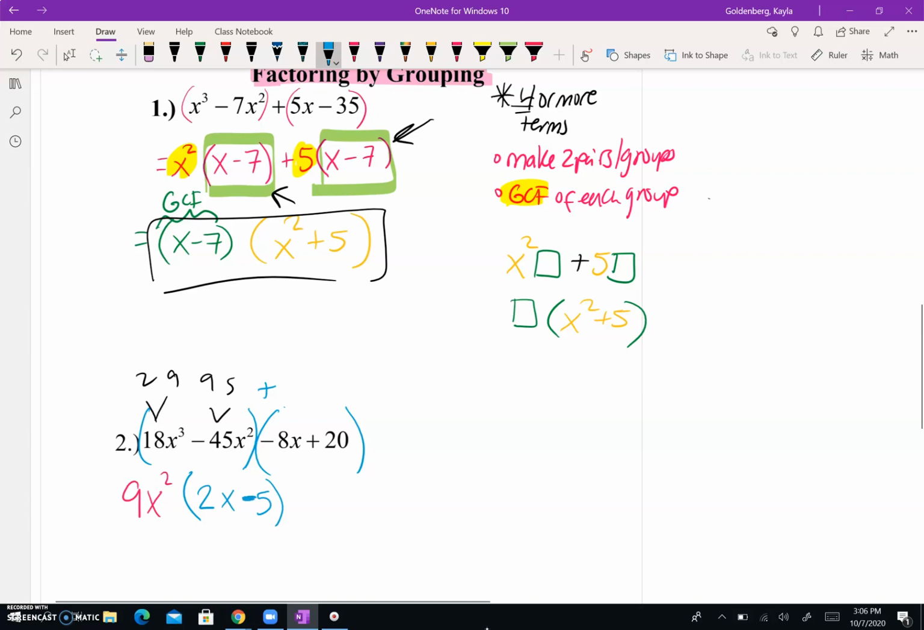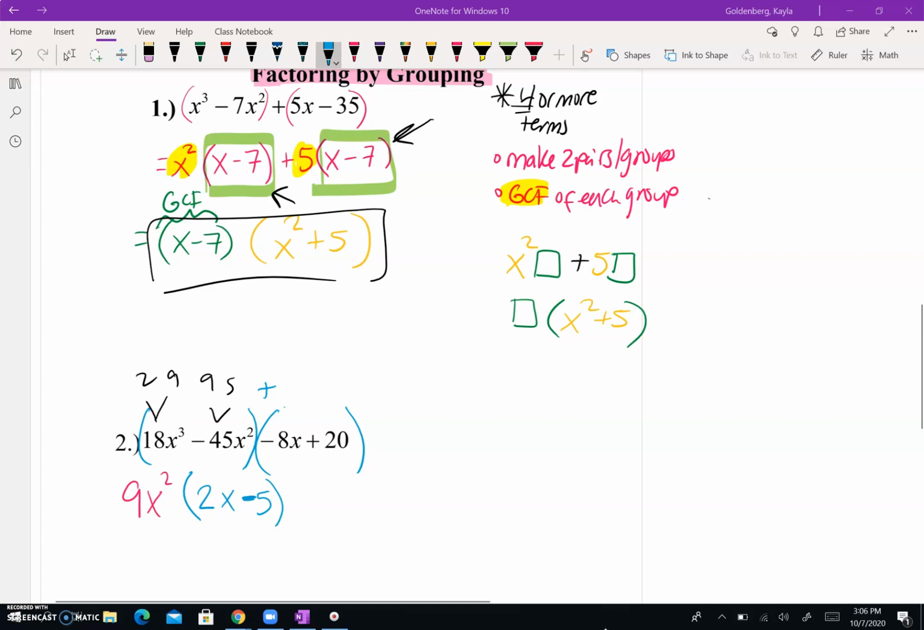So now here's the thing. I want to see a 2x minus 5 in both places, right? Up here we saw the x minus 7 in both. So the trick is I want to get it to turn into a 2x minus 5. So how do I make an 8 turn into a 2x? I know it's divisible by 4.